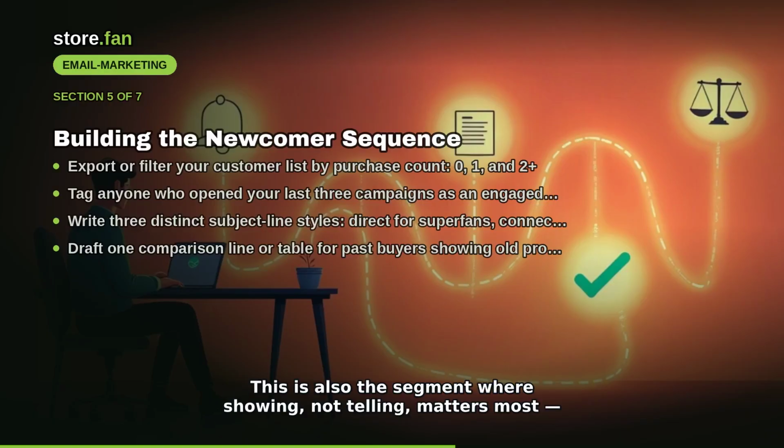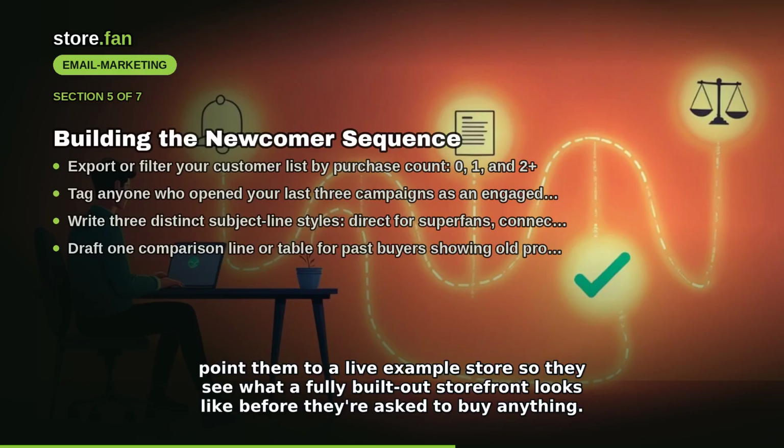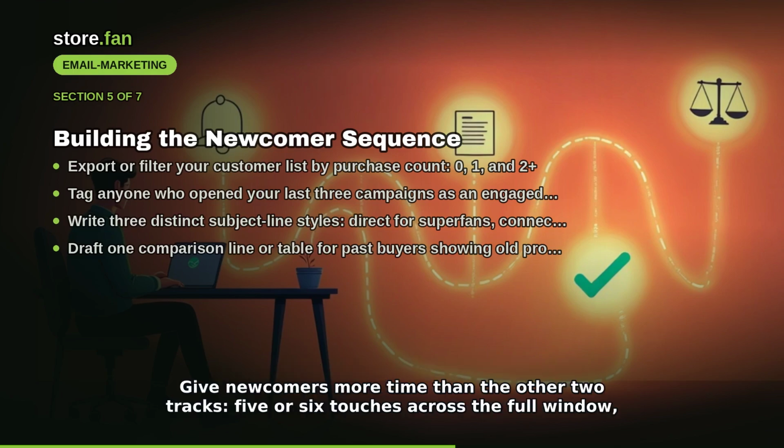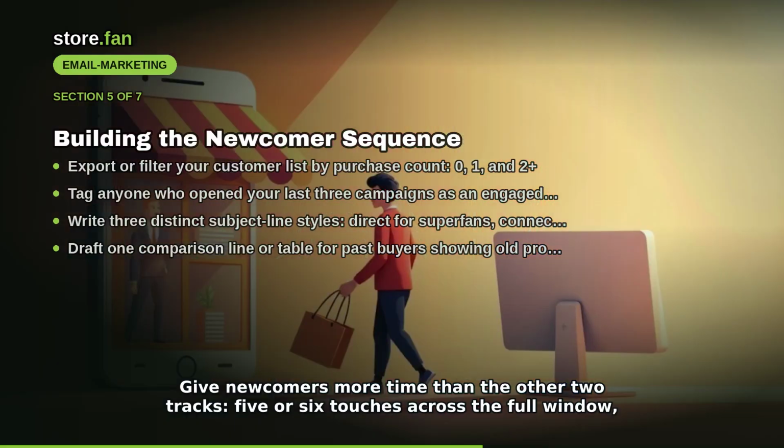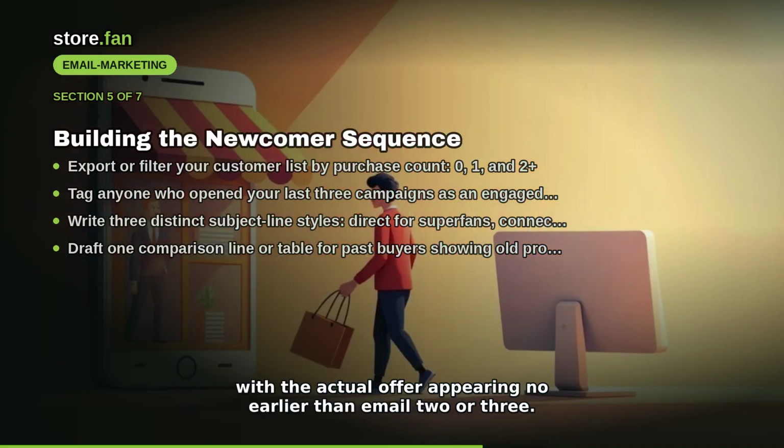This is also the segment where showing, not telling, matters most. Point them to a live example store so they see what a fully built-out storefront looks like before they're asked to buy anything. Give newcomers more time than the other two tracks. 5 or 6 touches across the full window, with the actual offer appearing no earlier than email 2 or 3.